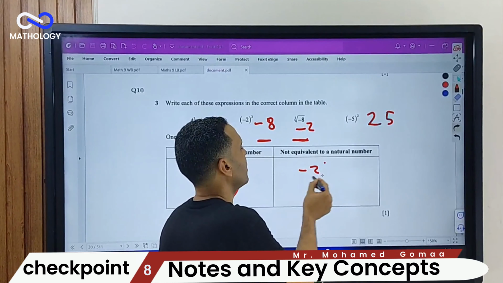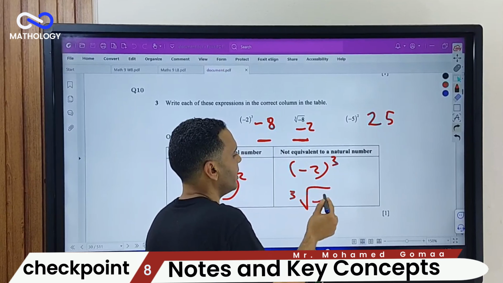Put here negative 2 to the power 3 and keep the cube root of negative 8, like this one.